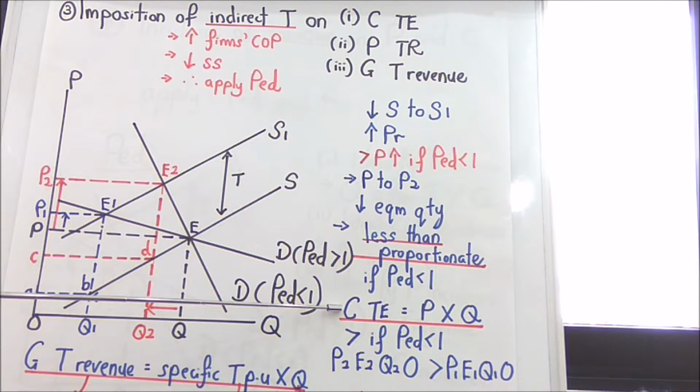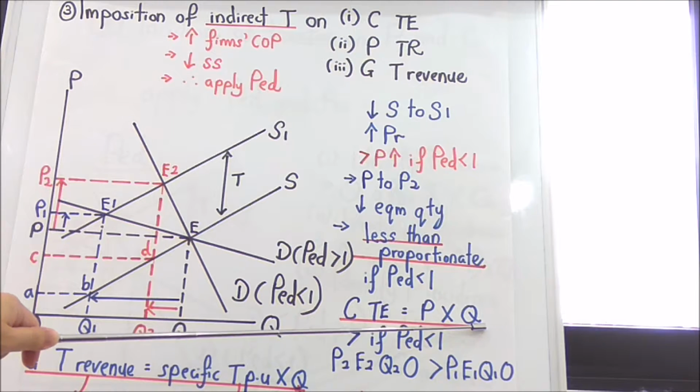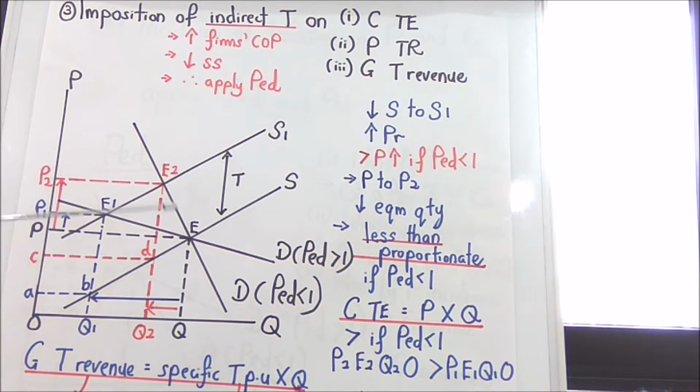So, we need to take note that consumers' total expenditure is P times Q. So if PED is less than 1, the price increase will be greater from P to P2. And there will be a less than proportionate decrease in equilibrium quantity from Q to Q2. So thereby, the total expenditure will be P2, E2, Q2, 0.